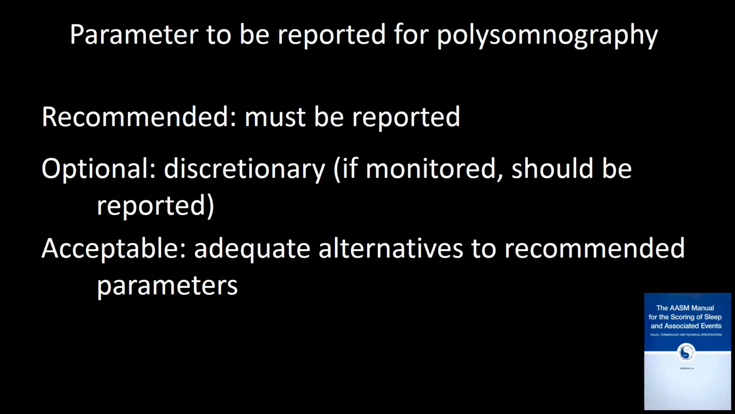The parameters monitored during polysomnography and so reported can be considered recommended when reporting them is obligatory, optional when reporting them is left at the discretion of the neurophysiologist, and acceptable refers to good alternatives to recommended parameters.